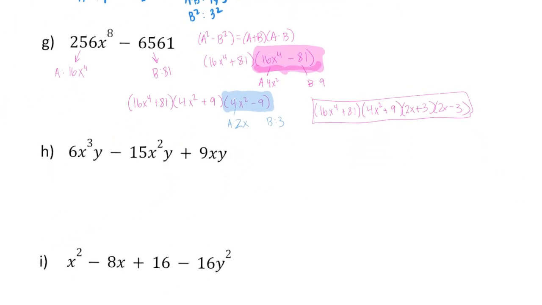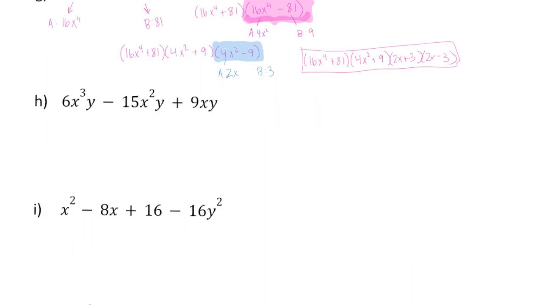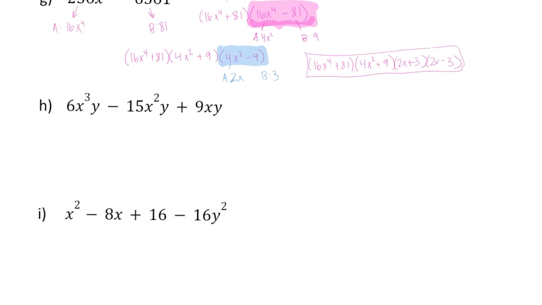Okay, H. This one has 3 terms, so the first thing we want to do is look for the greatest common factor. In this case, I believe we've got a 3, an x, and a y. So we're going to factor 3xy. We're left with 2x squared minus 5x plus 3. Okay, and then from here, we're going to factor the resulting trinomial.